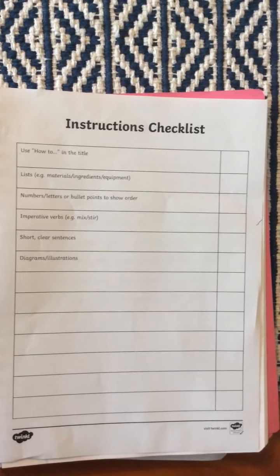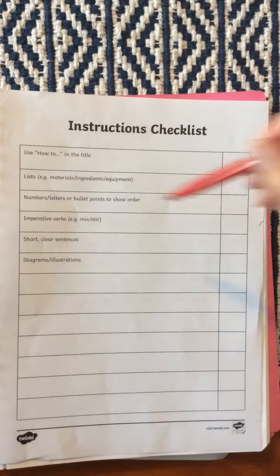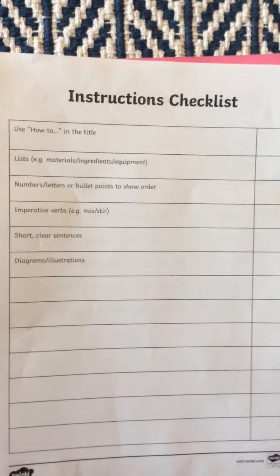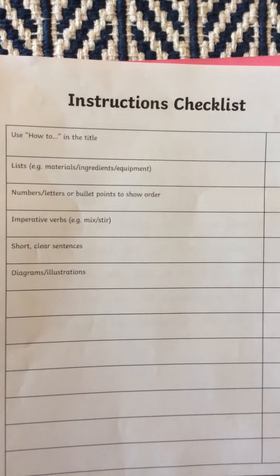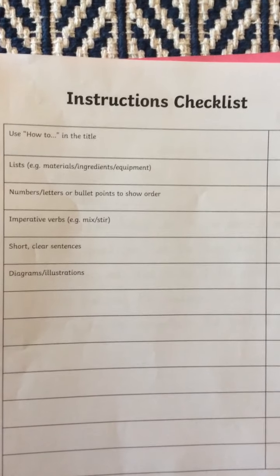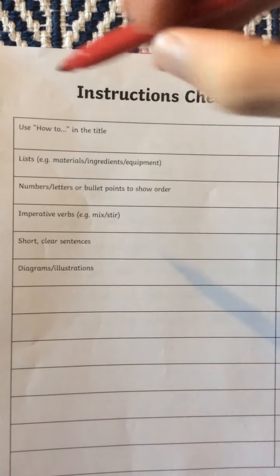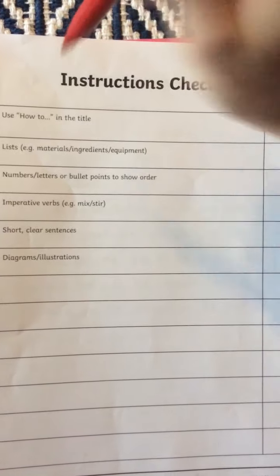Okay, so this checklist has everything that you need to have in your instructions. It starts here. Use a how to in the title so that your reader knows what the instructions are all about. That's the first thing the reader needs to know: what are these instructions for? Because if the reader wants instructions on how to make a Lego Hogwarts, and they pick up instructions that say how to make a paper airplane, they'll know straight away that they've got the wrong thing. So it's really important that we have the title. In the title, we say how to, so that the reader knows what kind of instructions you are doing.